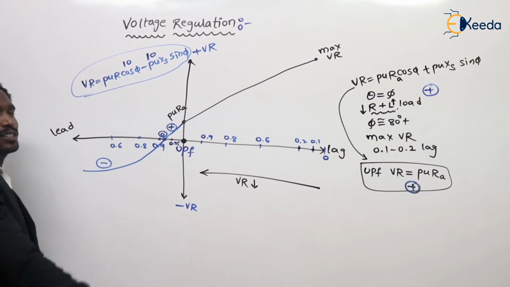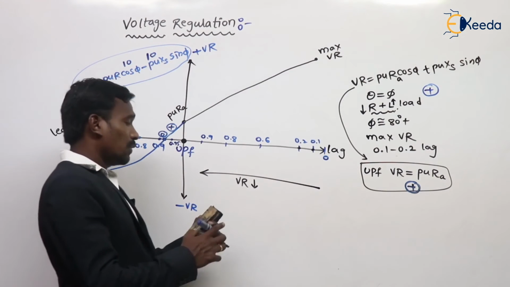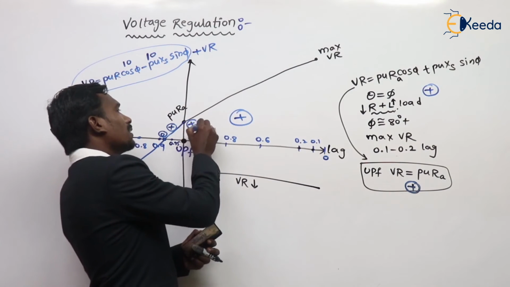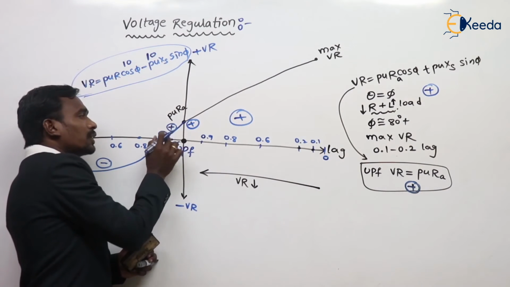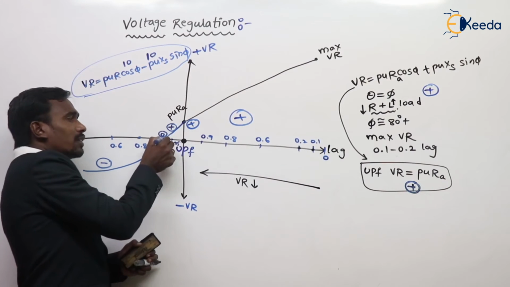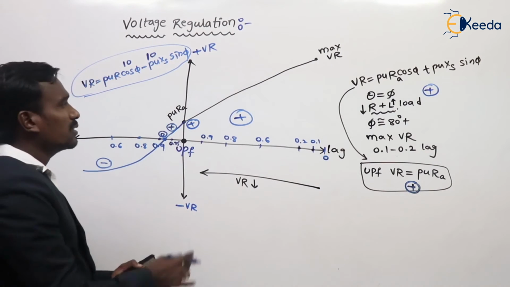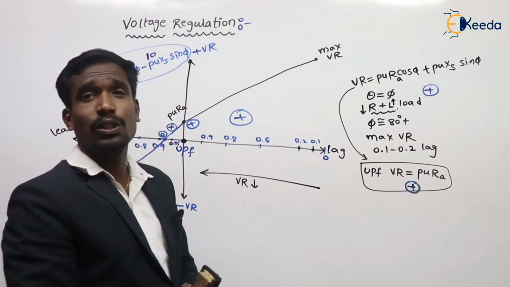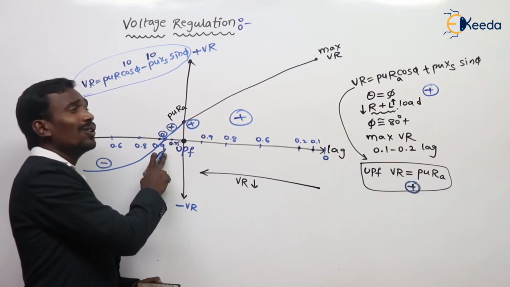It goes negative. So in lagging the voltage regulation is positive. At unity power factor the voltage regulation is positive. In leading, somewhat positive, then positive to 0, then it enters into the negative. So this is the voltage regulation curve. At what condition can we get the 0?